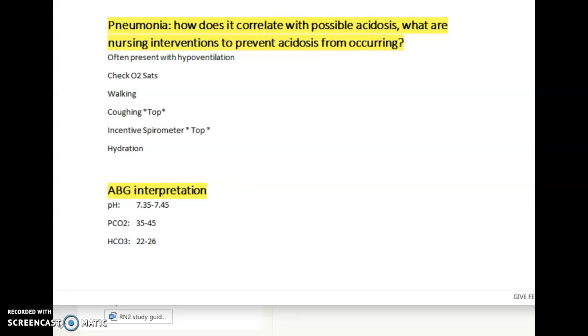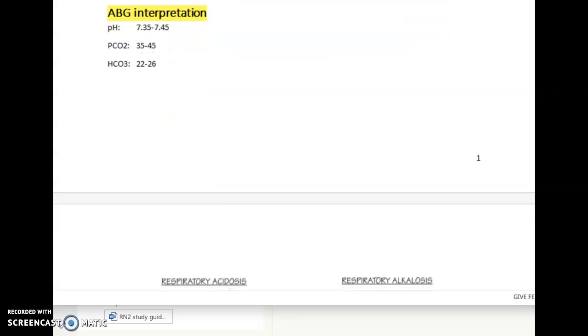Pneumonia correlates with possible acidosis when they both present with hypoventilation. Different nursing interventions to prevent acidosis from occurring. The top two are going to be having your patient cough and then using their incentive spirometer. Other nursing interventions are making sure you're checking their O2 stats, having them get up and walk, and then making sure they're staying hydrated.